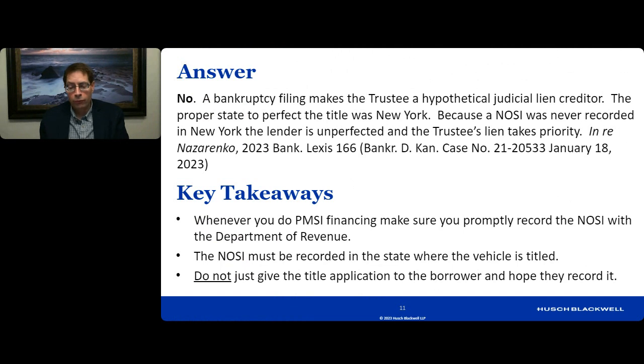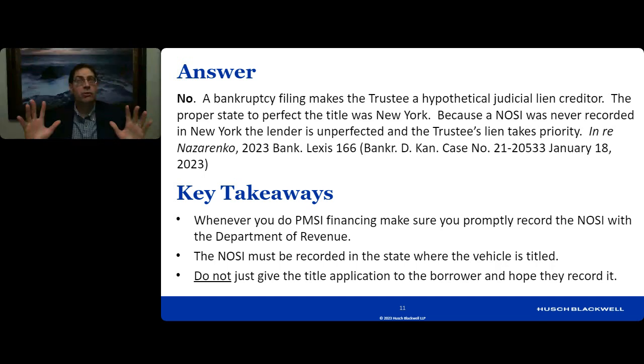The reason for that is the trustee steps in as the hypothetical judicial lien creditor. And the problem here is that even though the car is being bought in the Midwest, it is titled under New York law. So the certificate of title is there in the state of New York. And that is where the lien should have been originally recorded.